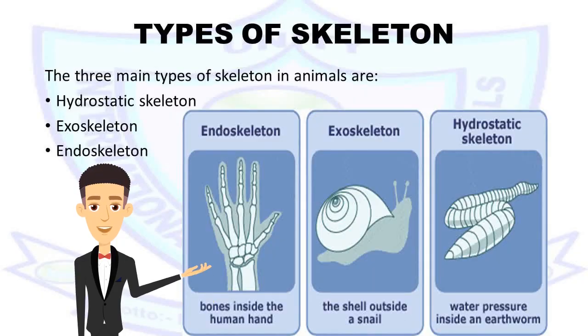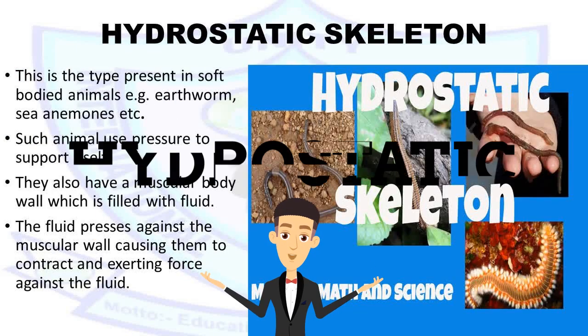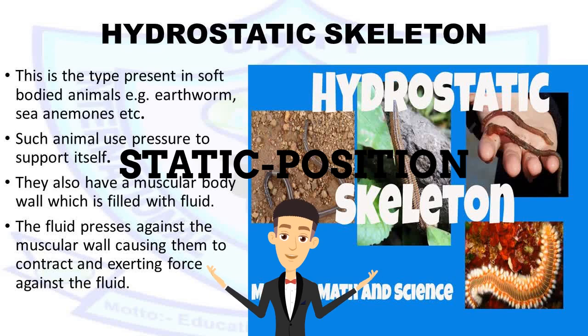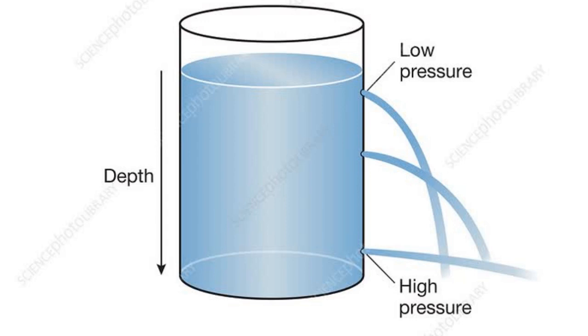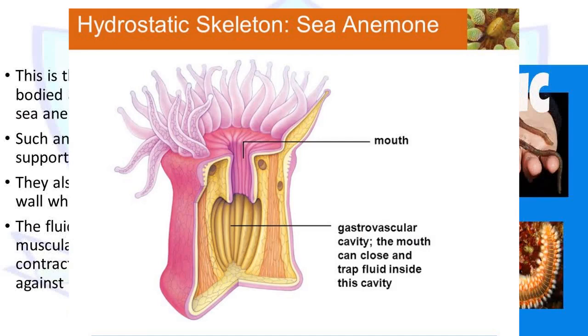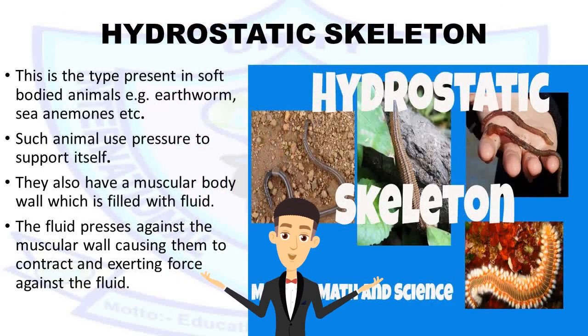The three main types of skeleton in animals are: 1. Hydrostatic skeleton. 2. Exoskeleton. 3. Endoskeleton. Hydrostatic means two things: hydro, which means water, and static, which denotes a single position. Hydrostatic relates to fluids at rest or to the pressures they exert or transmit. Hydrostatic skeleton is the type present in soft-bodied animals, for example earthworm, sea anemones, etc., as seen in the picture.